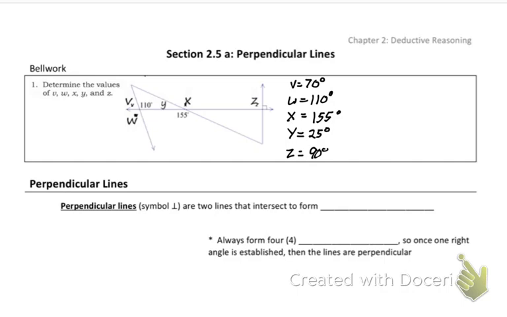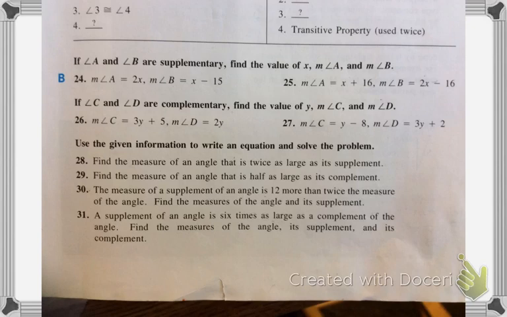Let's go over homework questions really quickly. Amber. 31. Let's get that one in here. All right, 31 says, a supplement of an angle is 6 times as large as a complement of the angle. Find the measure of the angle, its supplement, and its complement.